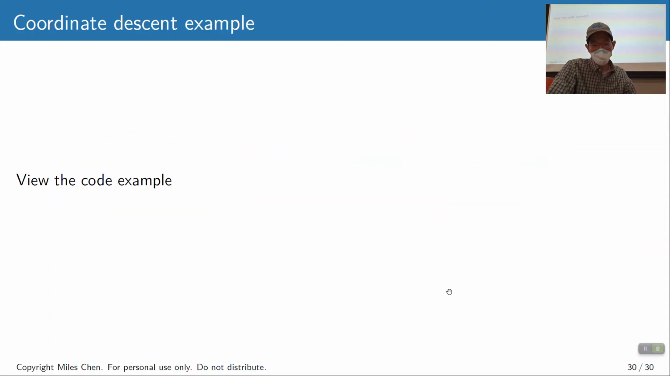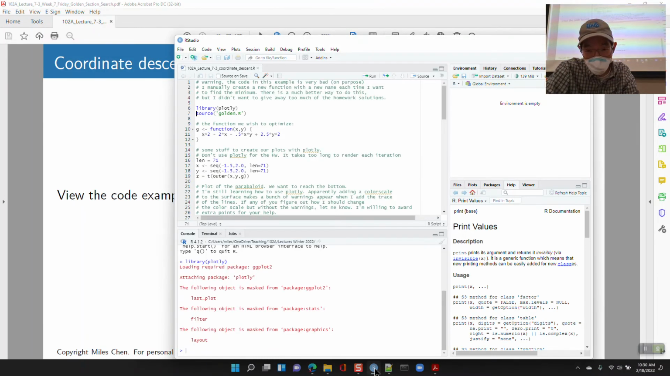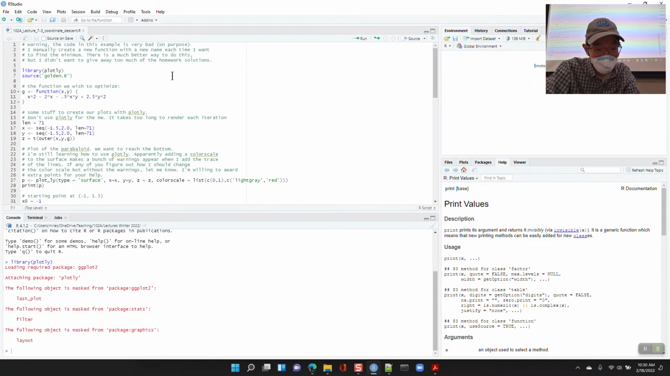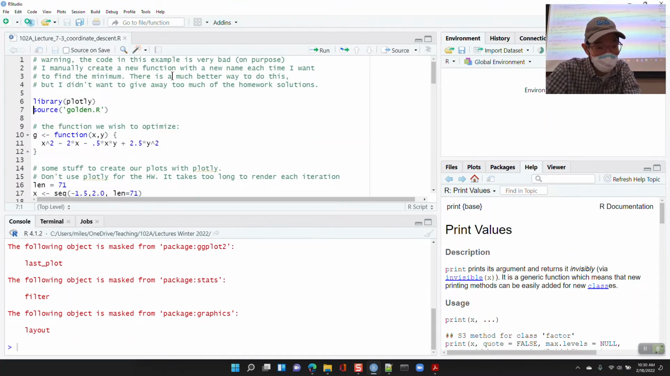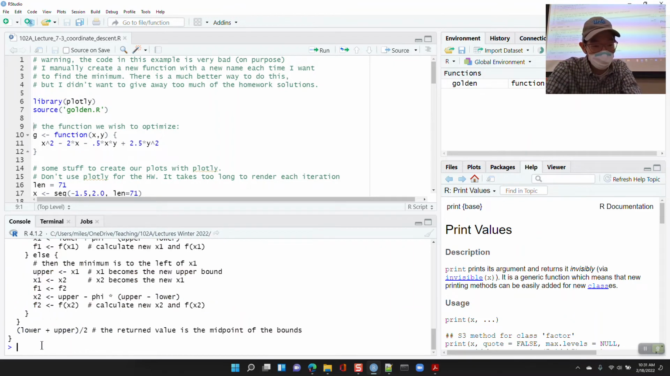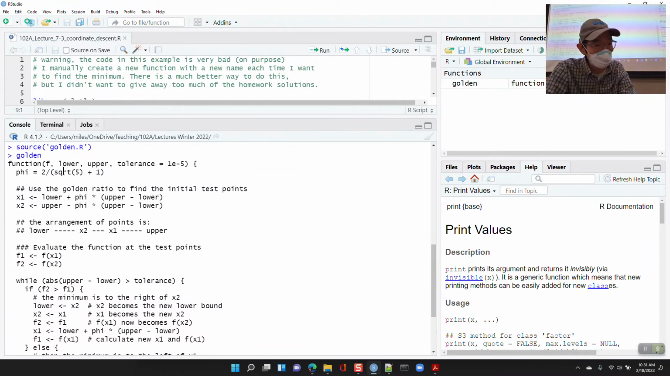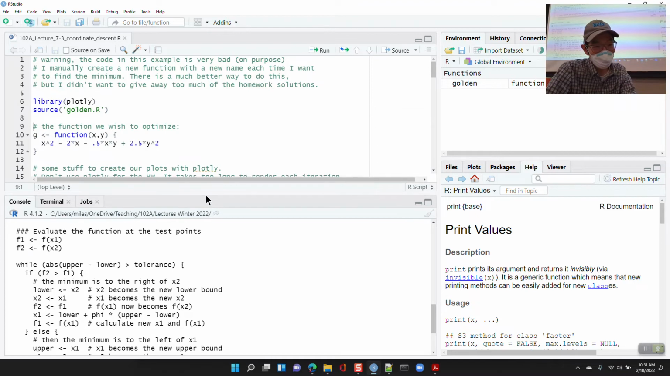To illustrate this, I have some code here. Let me see if I can make this a little bit bigger. I'm going to load up my golden search function. Golden is basically that golden section search where we plug in a function, a lower bound and an upper bound, and it returns the value that minimizes the function.